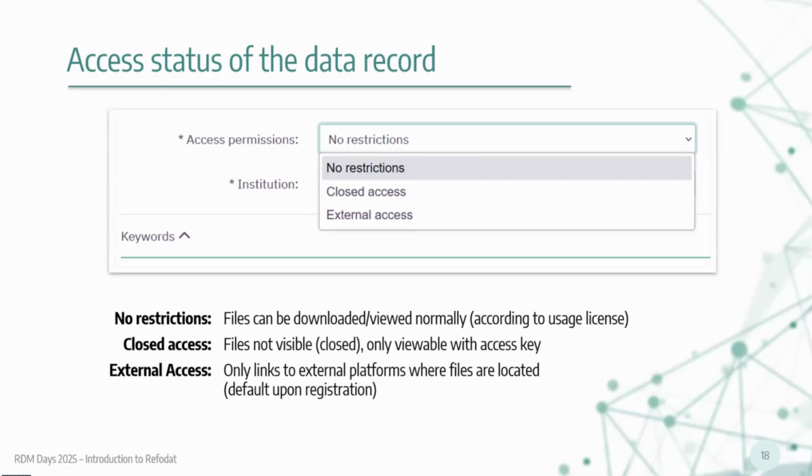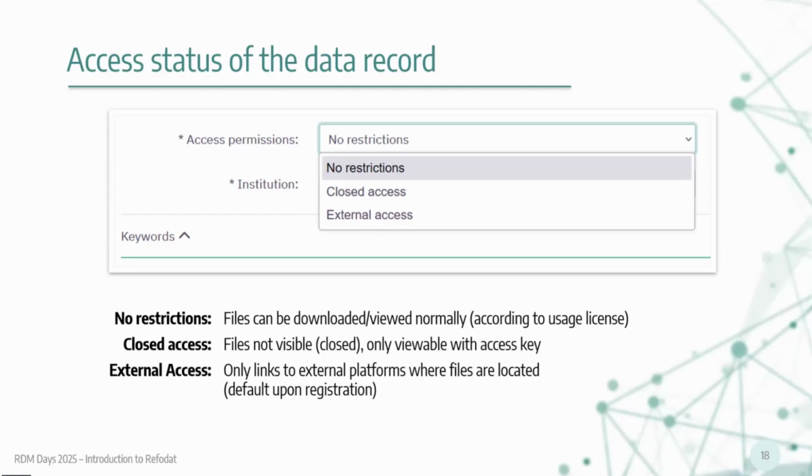Or you might want to choose external access, which is the option that you choose if there is a link to an external platform where the files are actually located. So this will mostly be the case if you've registered a data set that's already published elsewhere. So that's also the default if you choose that option. Now, with the no restrictions, basically that is where you're done.